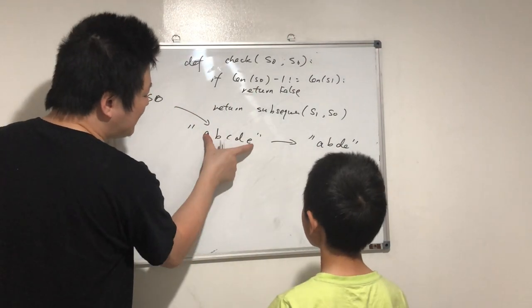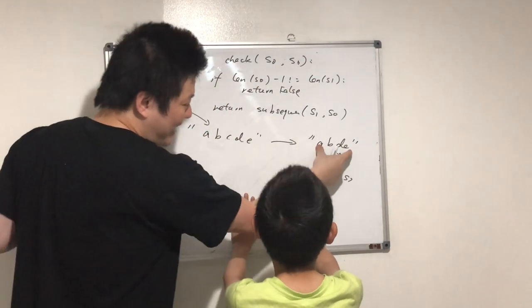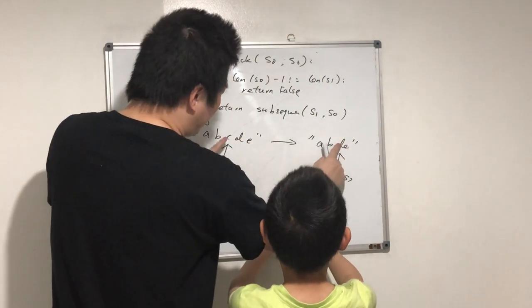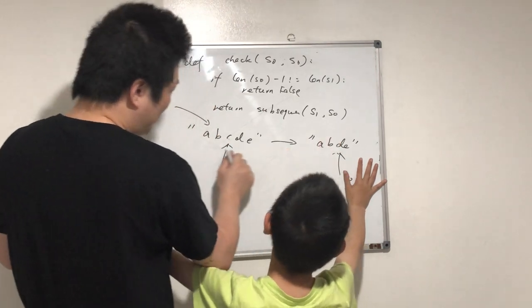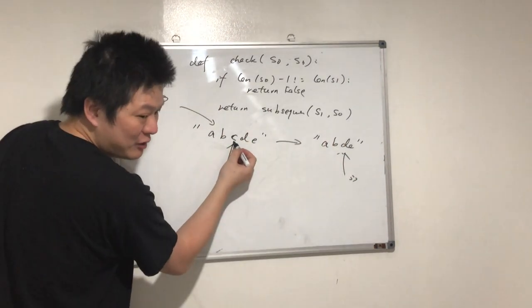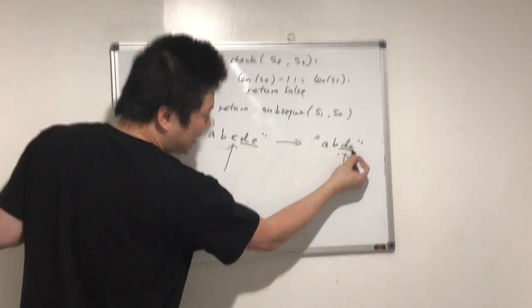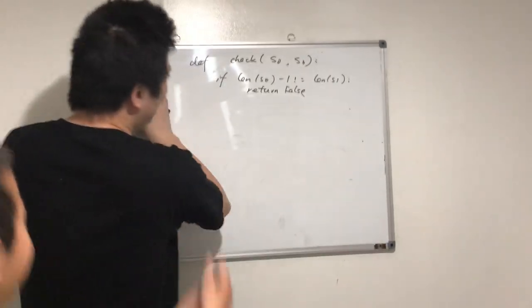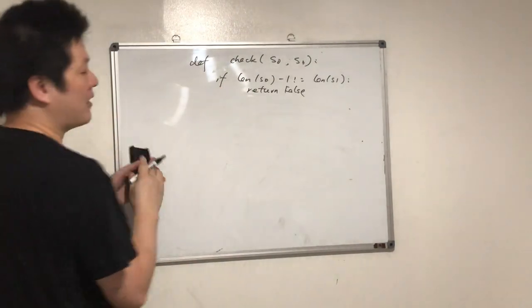Because we know this string is one character longer than that, right? So if this is a mismatch, C is not equal to D, what does it mean? That means all of the others need to be the same. So the one after C should be equal to this part, right? That should be easy.